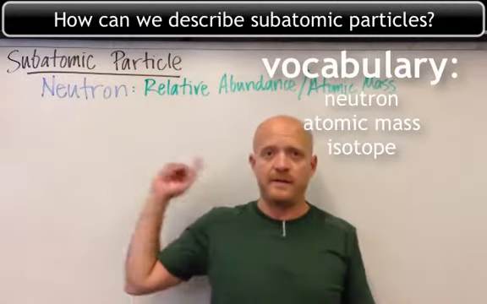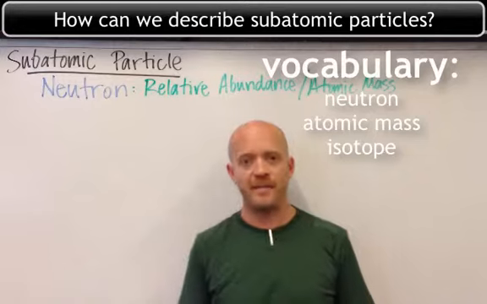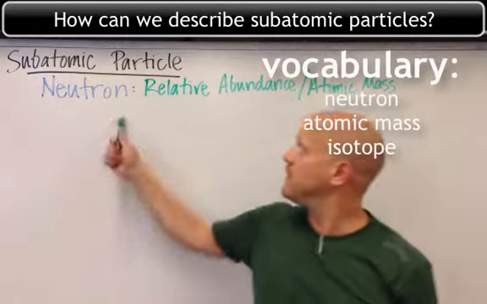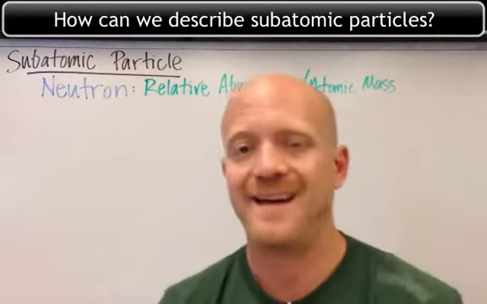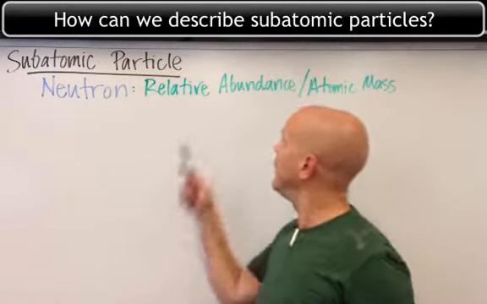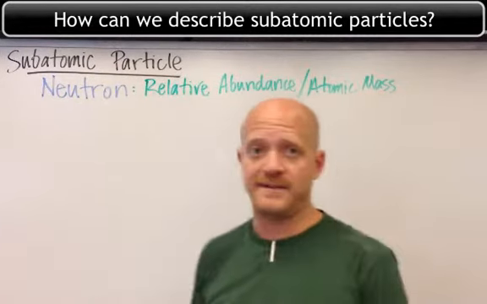Okay, now we're going to talk a little bit about how the number of neutrons is going to affect the atomic mass. So what we're going to do is look at the relative abundance of different isotopes, and we're going to use those abundances to calculate the atomic mass.